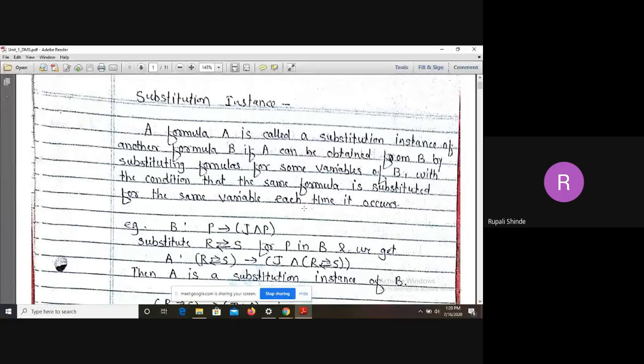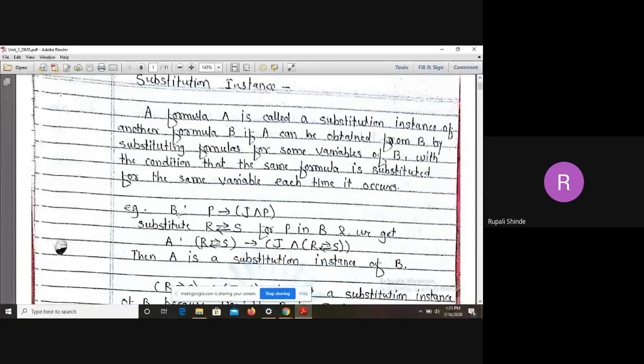What we have to do? We have to replace some variables of B with some formula, and the condition is that we have to replace the same variable with the same formula each time it occurs. Then only A is called a substitution instance of B. Okay, so now look at this formula.